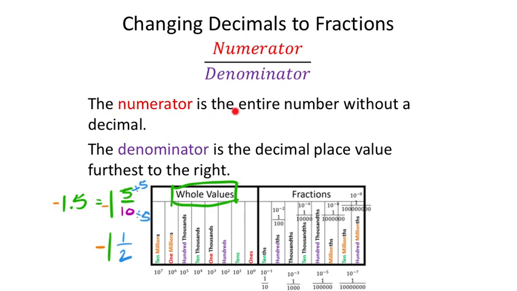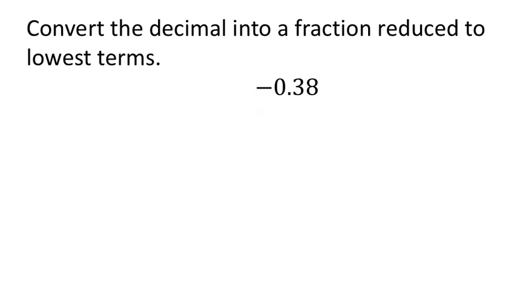So it says the numerator is the entire number without a decimal. Again, that's only the decimal portion of the number, so long as there's not a 0 whole number right there, okay? So this one, I'm not going to make it a mixed number because there are no whole values to put into my mixed number. This is going to come out as a proper fraction.